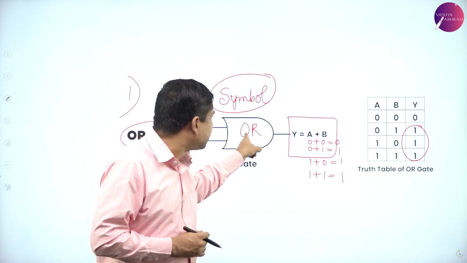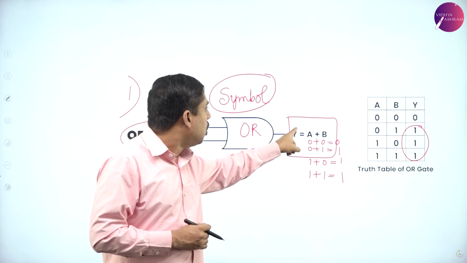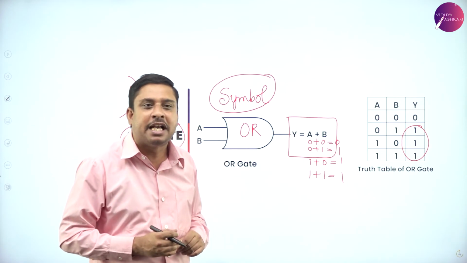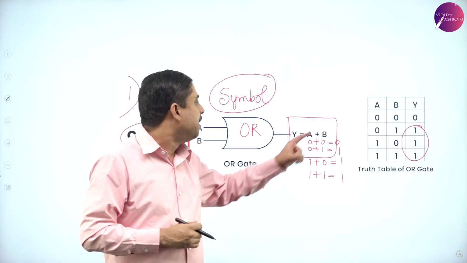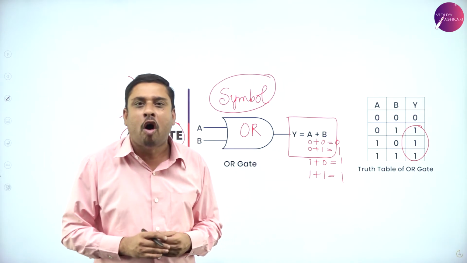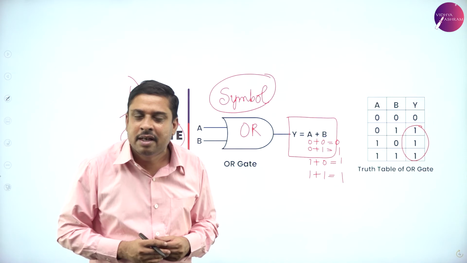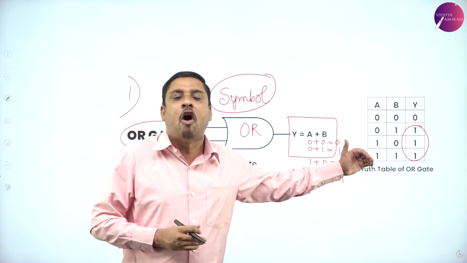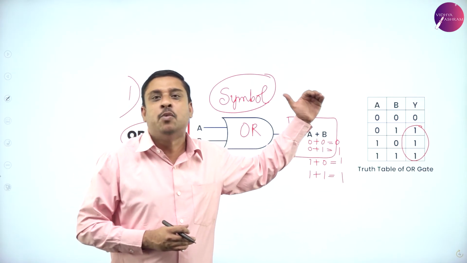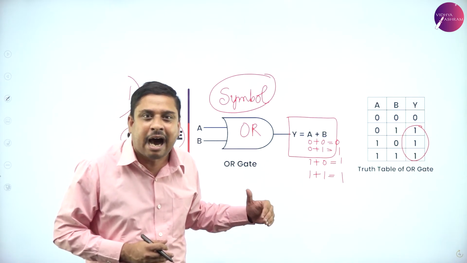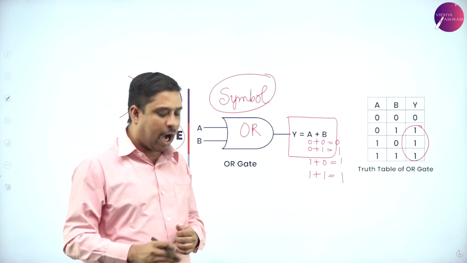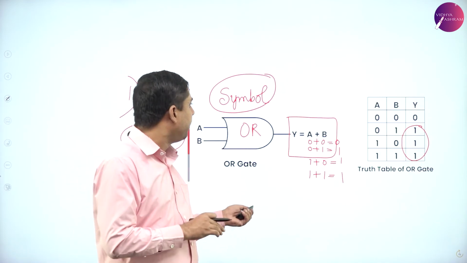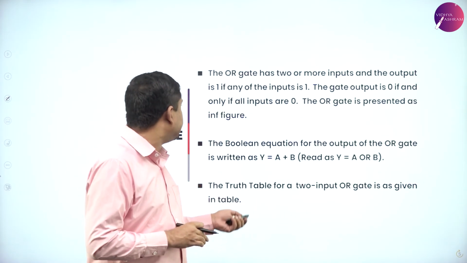So this is the symbol. Logical expression Y equals A or B. Mathematical operation is addition. The output of the OR gate is high when one of the inputs is high. If both the inputs are low, then the output is low. That is what I have described here.